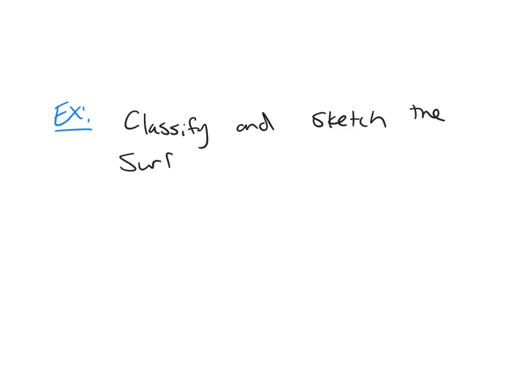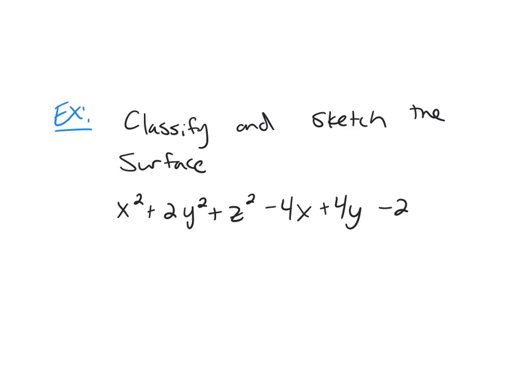Let's do one more classification problem. Let's classify and sketch the surface given by x squared plus 2y squared plus z squared minus 4x plus 4y minus 2z plus 3 equals 0.